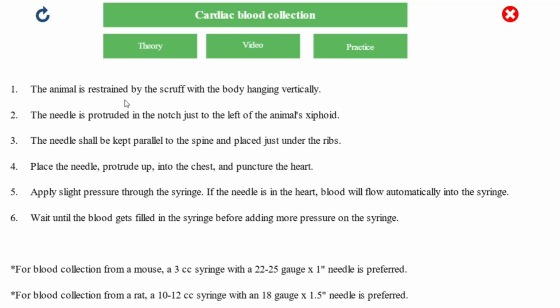The animal is restrained by the scruff with the body hanging vertically. The needle is protruded in the notch just to the left of the animal's xiphoid. The needle shall be kept parallel to the spine and placed just under the ribs. Place the needle protruded up into the chest and puncture the heart.